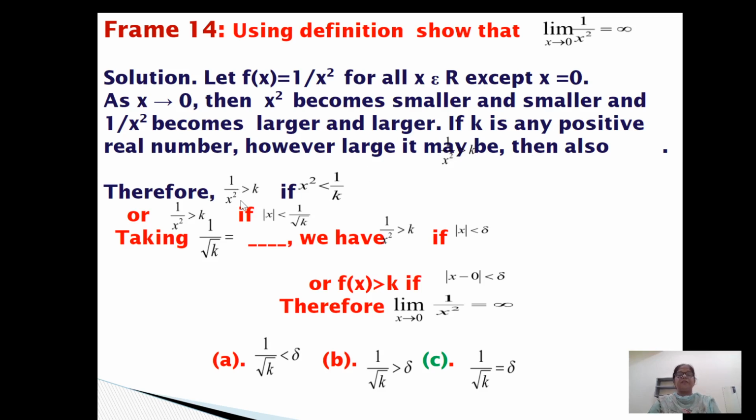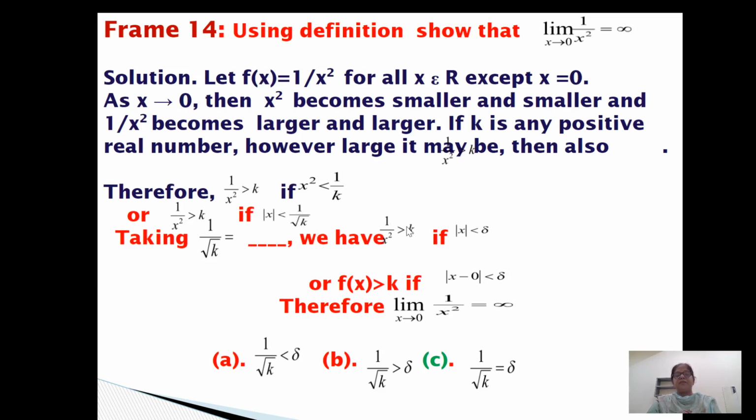Therefore, 1 over x square is greater than k if x square is less than 1 over k. Modulus of x is less than 1 over k under root, it means modulus of x is less than 1 over under root k. Now you have to define what should be taken here. What we have to take is this 1 over under root k.